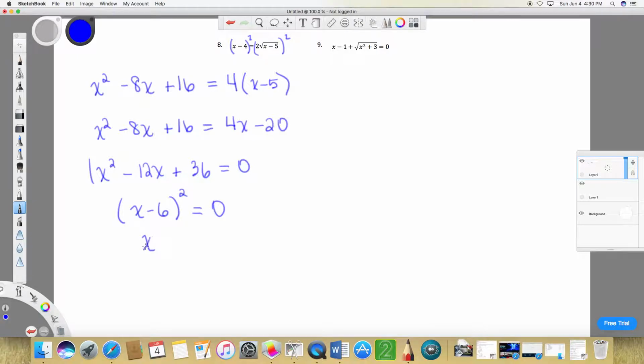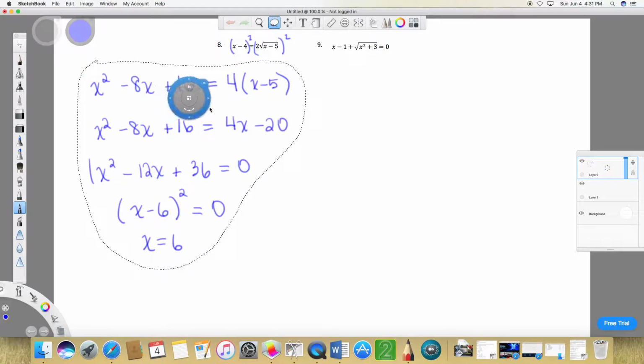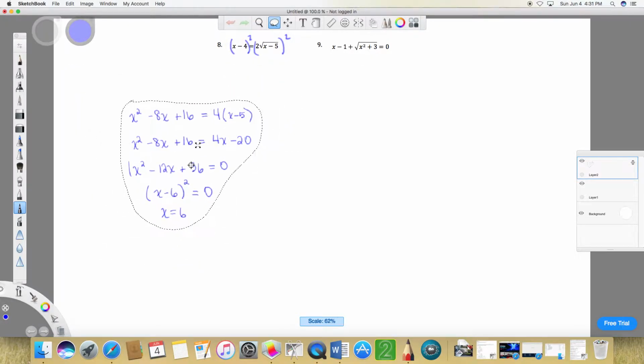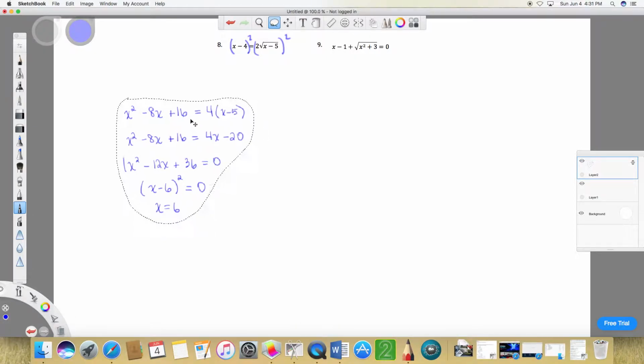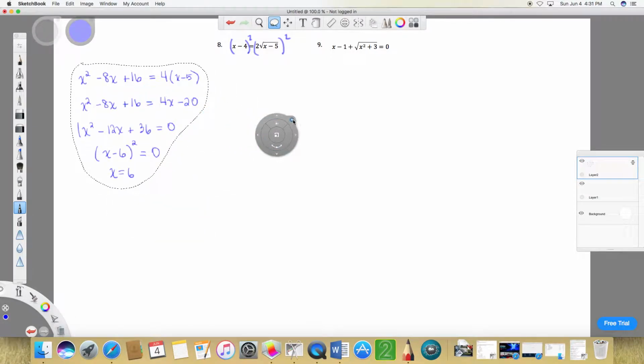So this gives us a possible solution of x equals 6. Now, we don't know yet if that's extraneous or not. We're going to have to check that in the original equation to see if the original equation is satisfied. We do know that it's a solution to this quadratic, but we also know that when we squared each side, that was a non-invertible operation, so that may have introduced extraneous solutions.